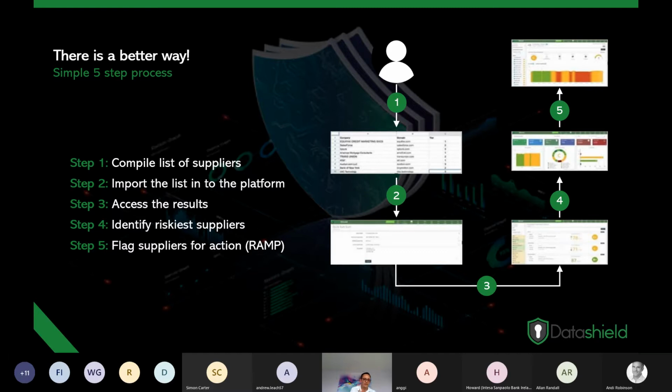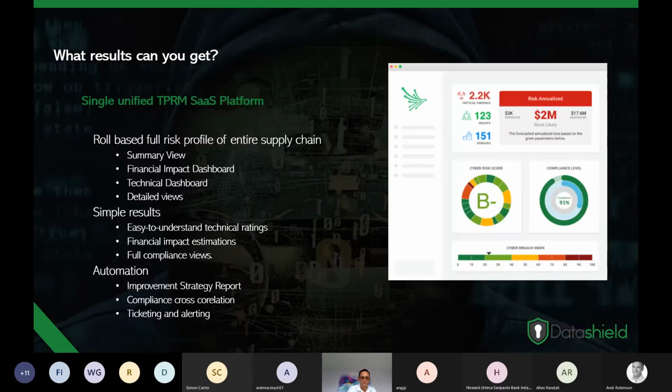Import the suppliers, get access to the data, sort them into the areas that you're unhappy with, and then start flagging those particular suppliers for an action. Whether the action is we no longer do business with them, or the action is we work with that supplier because they're important to us, to help them improve their cybersecurity posture. You can get a multitude of results, and I'll show you the platform shortly.